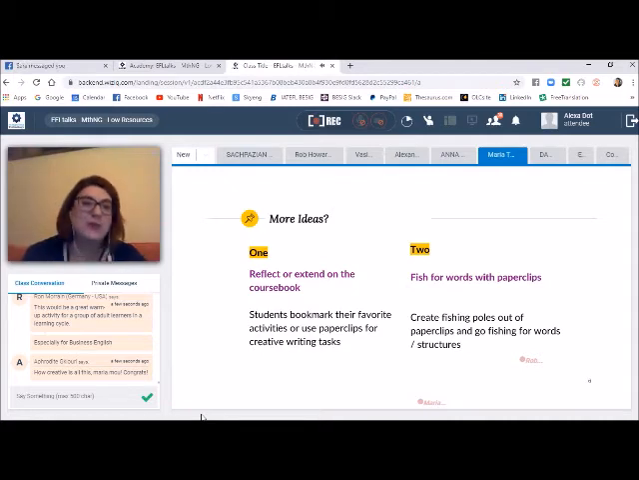And I also use paper clips for a game in which we create fishing poles, either out of paper clips or out of pencils, and use paper clips for the hooks of the different words or structures that we go fishing for. It's called Fish for Words, Fish for Grammar. And paper clips are basically the thing that students have to go looking for and which they have to fish for with a specific magnet that the fishing pole is attached to.